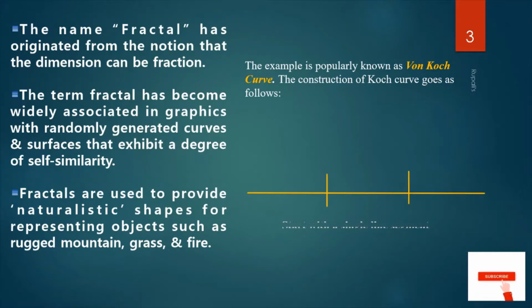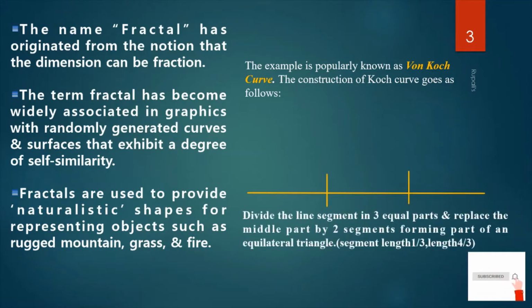Then, divide the line segment into three equal parts and replace the middle part by two segments. See, three equal parts, replace the middle part by two segments forming an equilateral triangle. See here. Segment length equals 1 by 3, segment length 1 by 3, and the total length is 4 by 3 in this way.